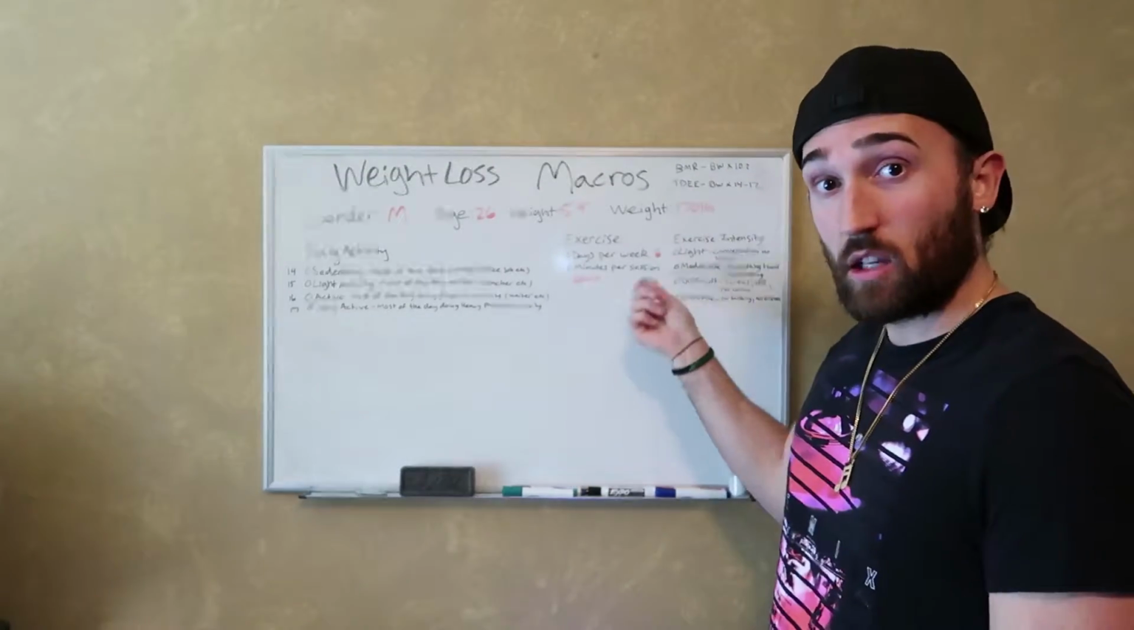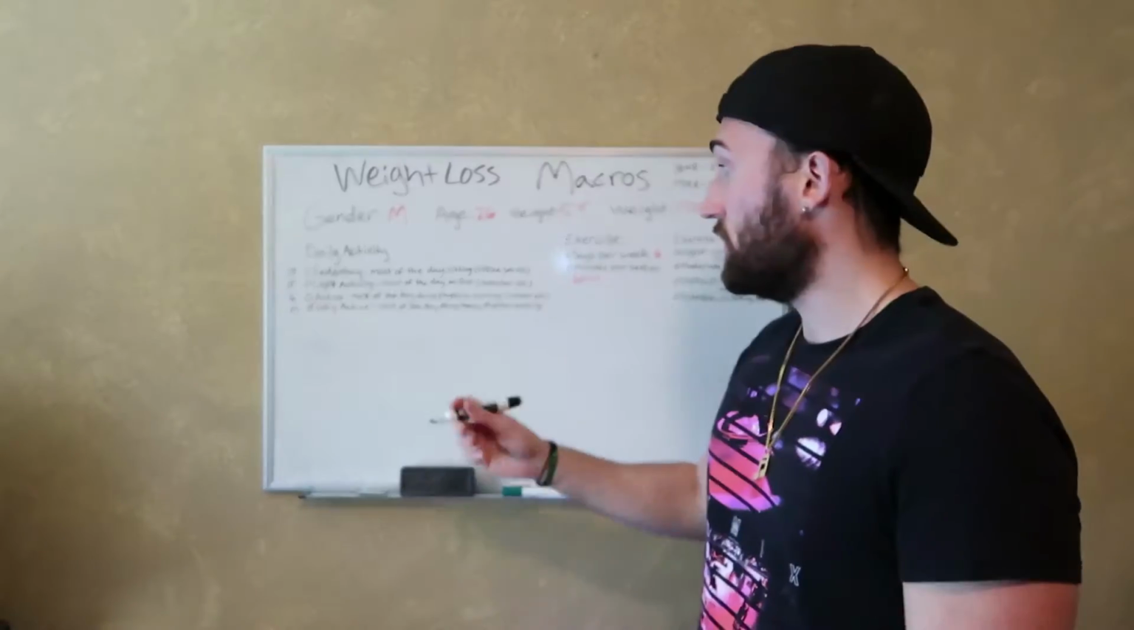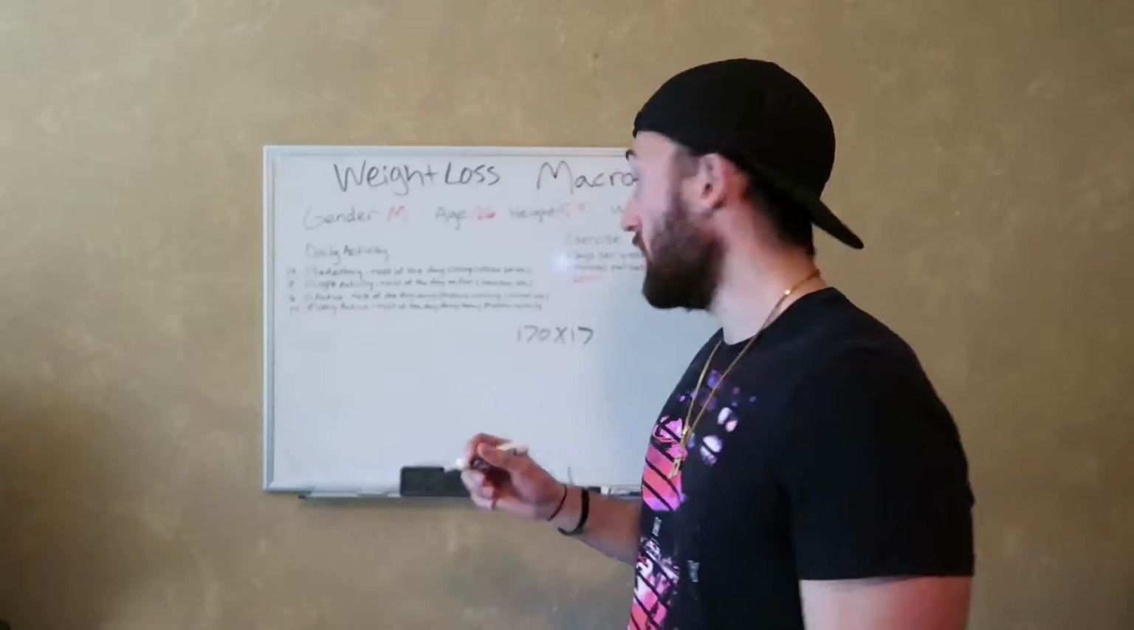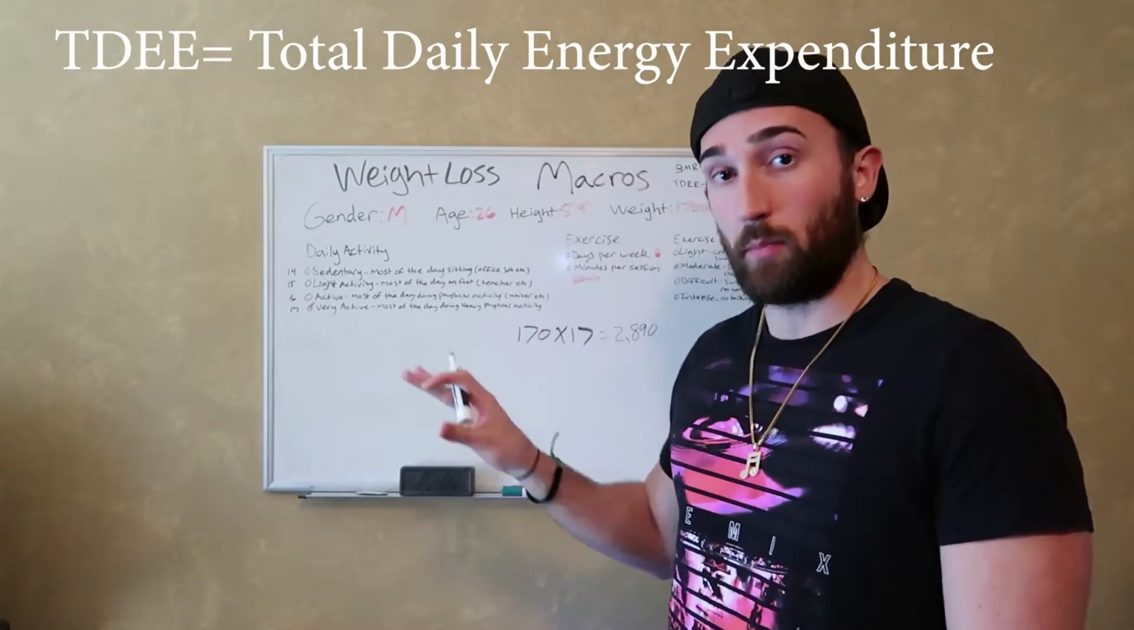You have to take this into consideration as well as your daily activity. For me, I'm very active, so I'm going to multiply my body weight by 17. That's going to give me a number of 2,890. That's going to be my TDEE, my total daily energy expenditure.